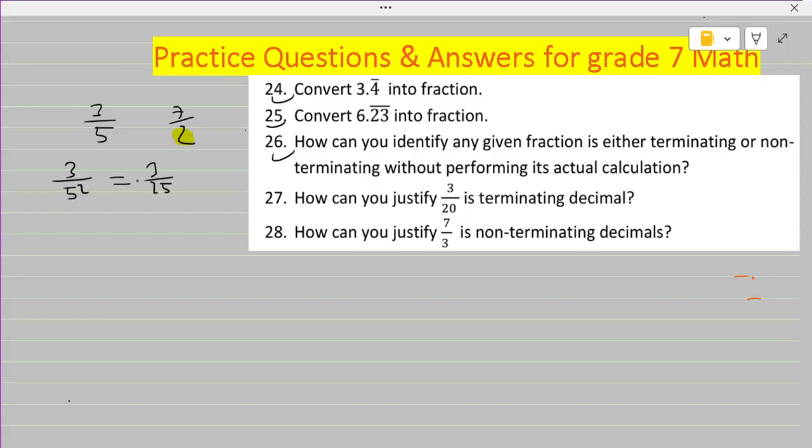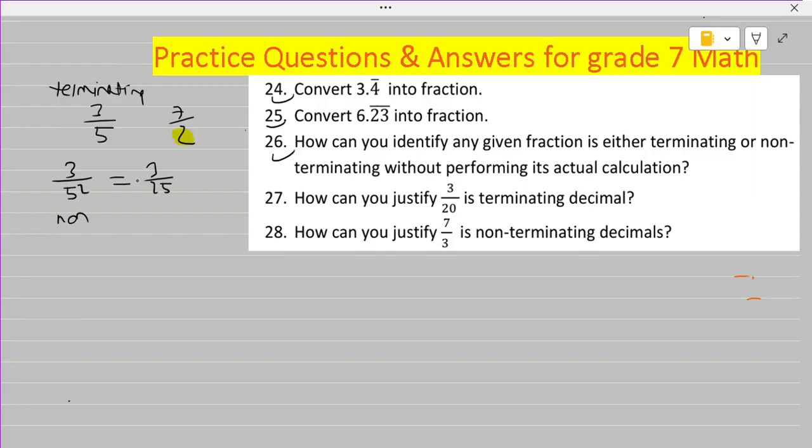And if the denominator consists of factors other than powers of 2 and 5, then other values than 2 and 5, if they are present in the denominator, such fractions will be non-terminating decimals. So these examples I gave are for terminating decimals.